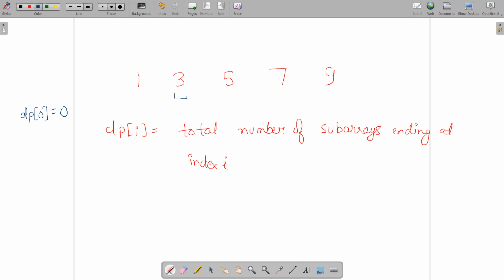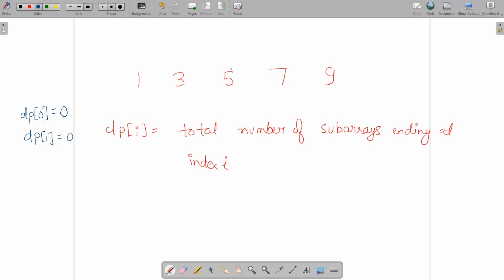And let's talk about ending at this position. Initially there is only one length subarray, so this is not possible. We need to consider only subarrays of at least 3 length. So we will try to extend it. Still it is a 2 length subarray. So you can see the total number of subarrays ending at this index 1 will be 0.